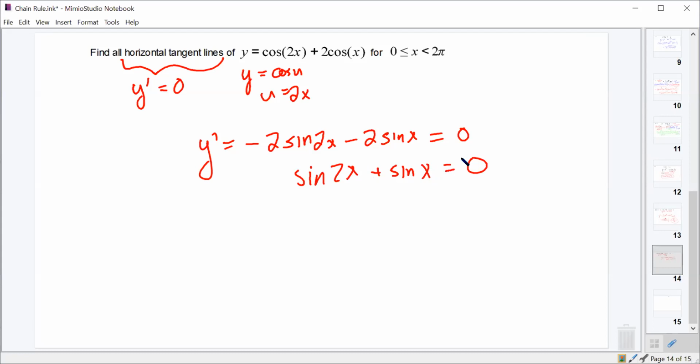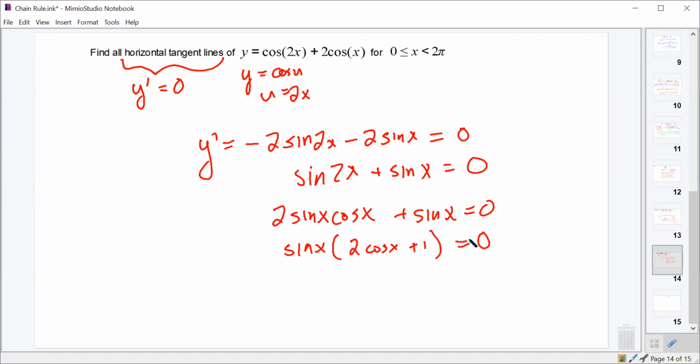Double angle identities? Exactly. Turn sine 2x into 2 sine x cosine x, plus the sine x equals 0. And now they both have a sine on the left-hand side, so we'll factor out the sine to get that. And we've got sine x equals 0, or 2 cosine x plus 1 equals 0, which is x equals what? For sine x equals 0, x is either 0 or pi.